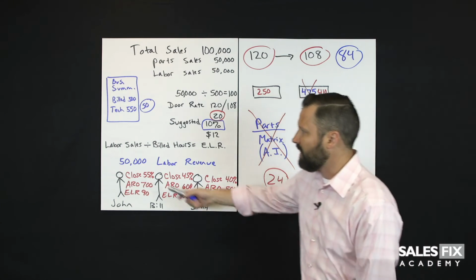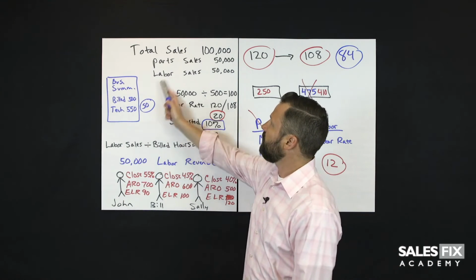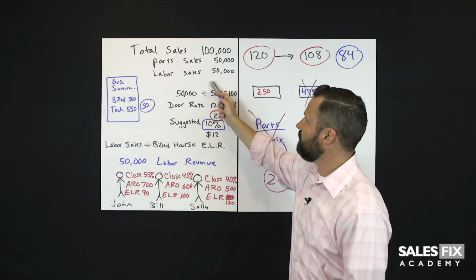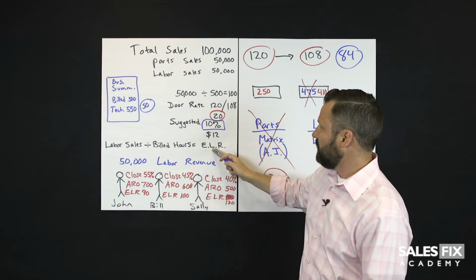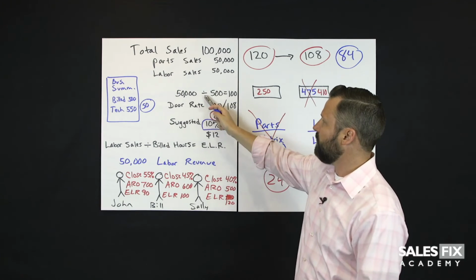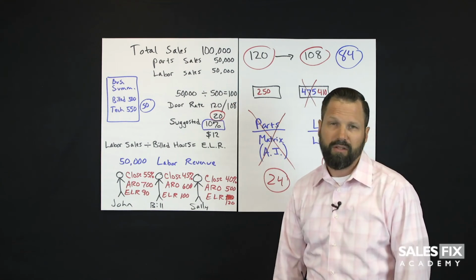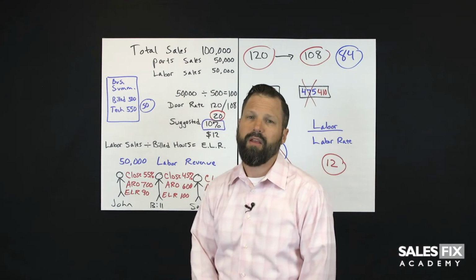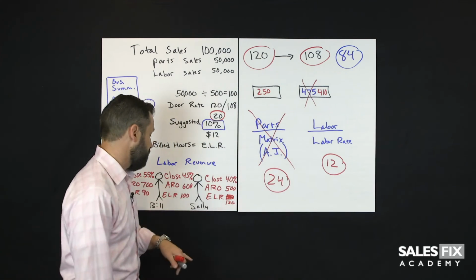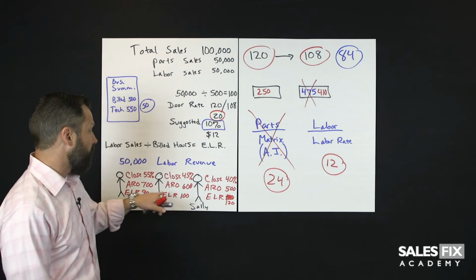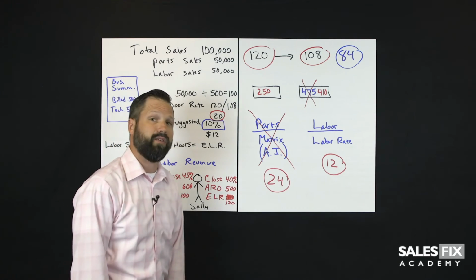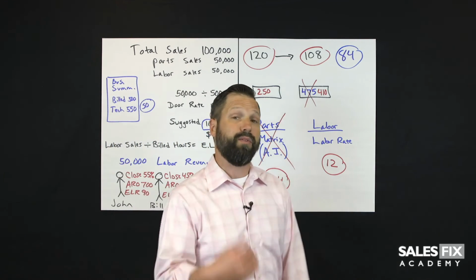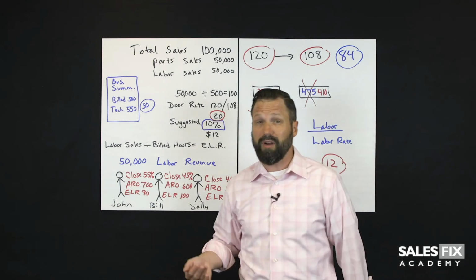And remember, at the end of the day, it's just labor sales. So if we know we did $50,000 in labor sales divided by billed hours, 500 hours, that equals your effective labor rate. 50,000 divided by 500 hours is 100 bucks. It's just that simple. It's not complicated. You want to be Sally. You don't want to be Bill or John, because while they have higher average tickets, they're actually less profitable. She's making more money on a $500 ticket than they are. And if you make more money for the shop, you're going to make more money for you.